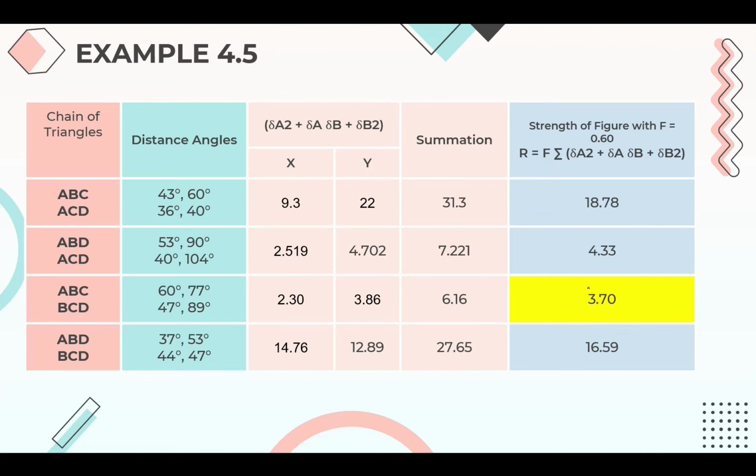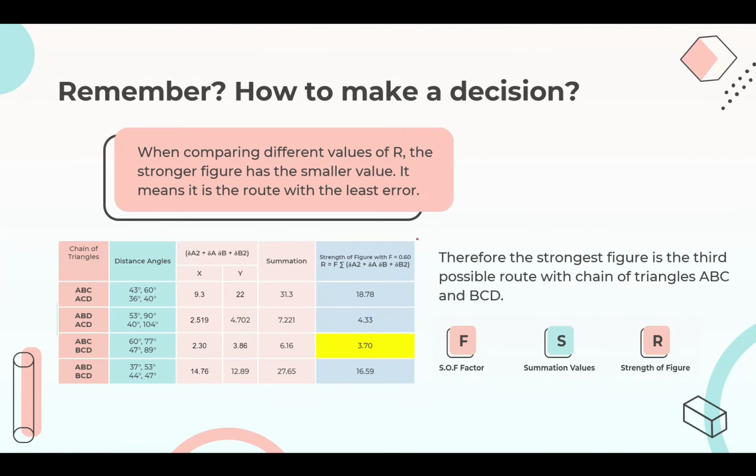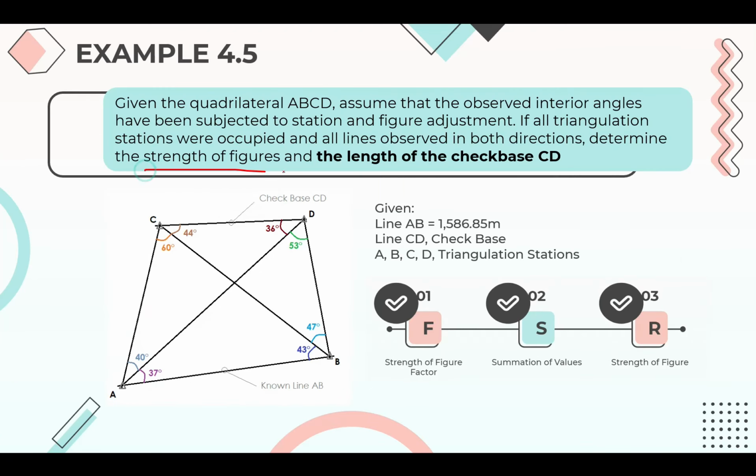Therefore, what does that leave us with? Remember, when comparing different values of R, the stronger figure has a smaller value. It means it is the route with the least error. Therefore, the strongest figure is the third possible route with chain of triangles ABC and, where's my cursor? ABC and BCD. This one here. Oh, sorry. Okay, so that is our triangle of strongest figure. So, this one, that's done.